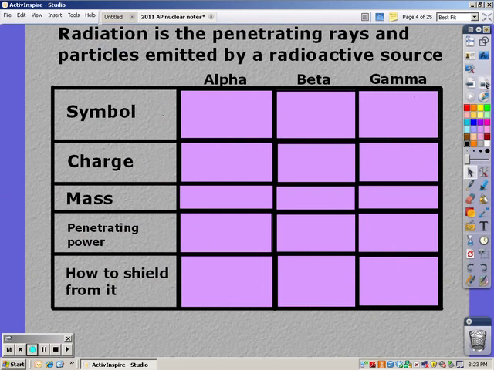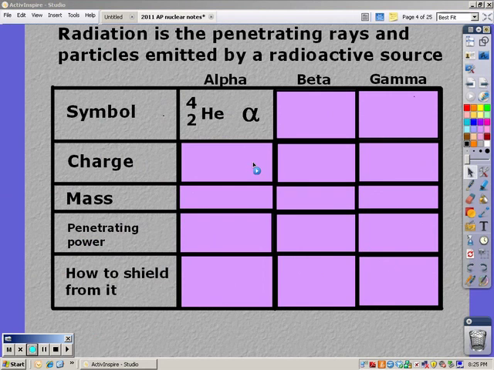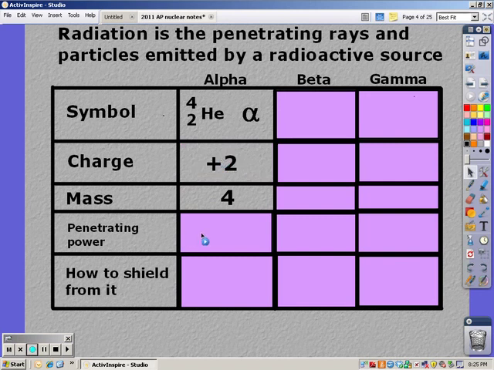Radiation is the penetrating rays and particles emitted by a radioactive source. There's three types of radiation: alpha, beta, and gamma. Alpha, the two symbols you need to know are 4 2 He and the alpha symbol. An alpha particle is the helium nucleus. So since it's a helium nucleus, if you remember, the top is our mass and the bottom is the atomic number. So our mass is 4, and since it's just the helium nucleus, it has a charge of positive 2. Penetrating power is low. You can stop it with a piece of paper.